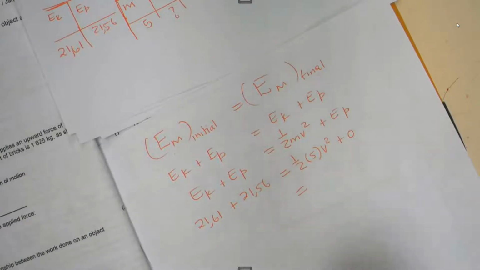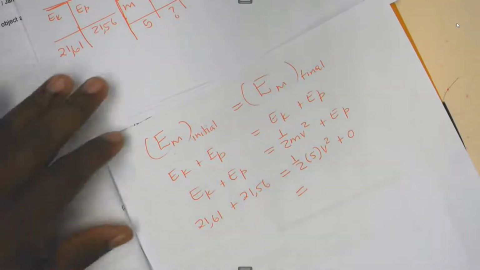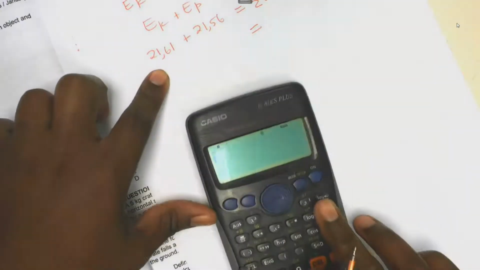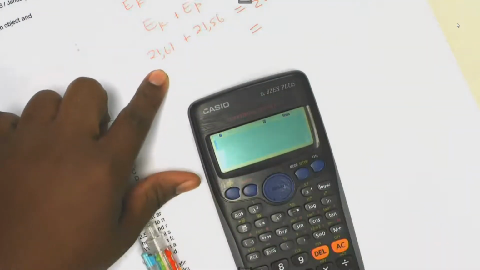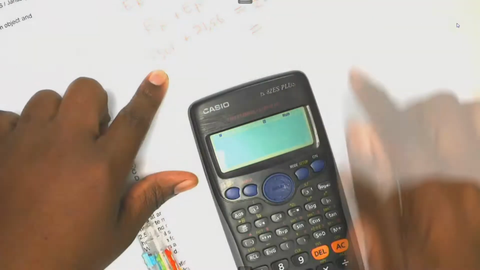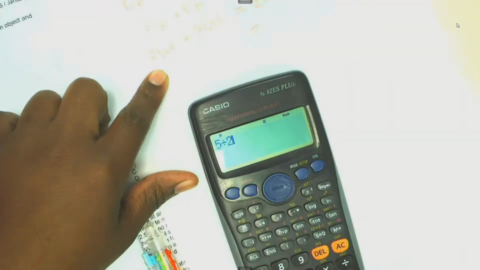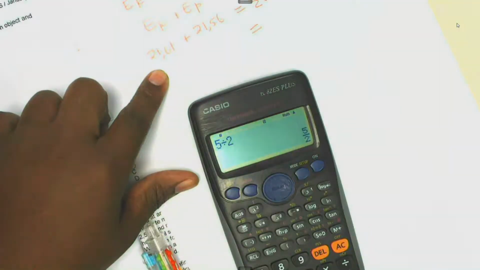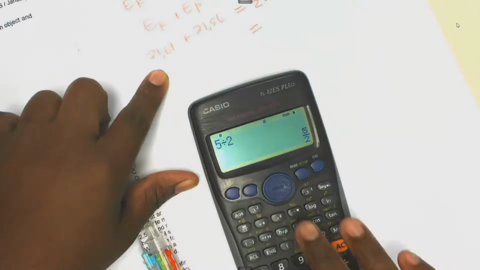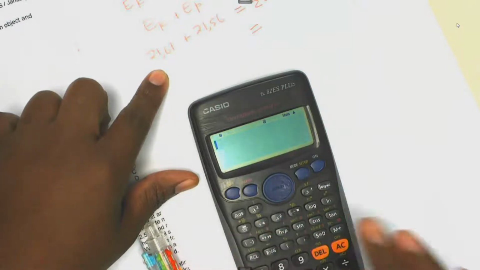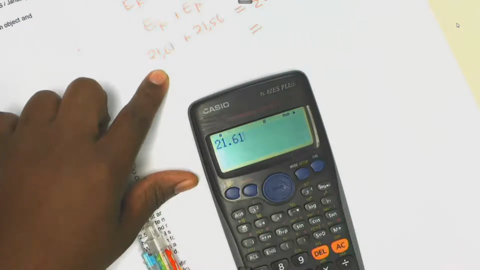And you simplify. If we simplify, we start with this side. I think it's even better if we just say 5 divided by 2. And we say, okay, let me not confuse you. We'll say 21.61 plus 21.56.